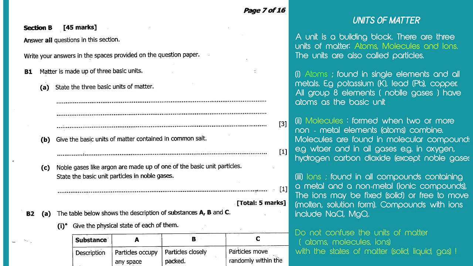A. State the 3 basic units of matter: atoms, molecules, ions. B. Give the basic unit of matter contained in common salt. Common salt is an ionic compound, therefore it contains ions. C. Noble gases like argon are made up of one of the basic units of matter. State the basic unit particles in noble gases. So like we said, all group 8 elements, the noble gases, contain atoms as the units of matter.